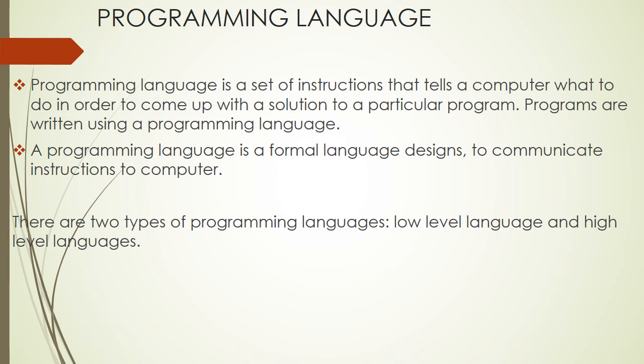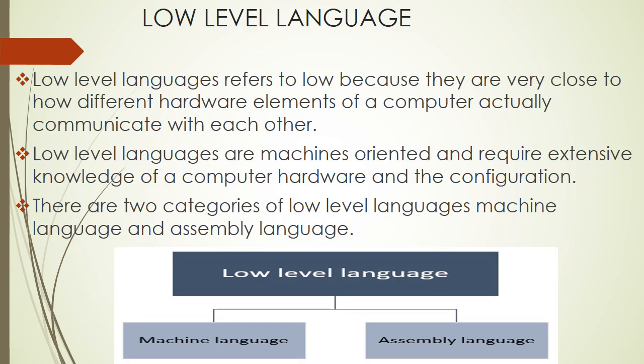There are two types of programming languages. We have low-level languages and high-level languages. So, low-level languages. They are called low because they are very close to how the different hardware elements of a computer actually communicate with each other.